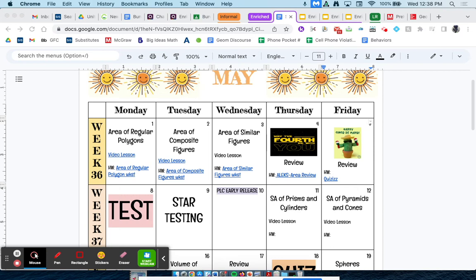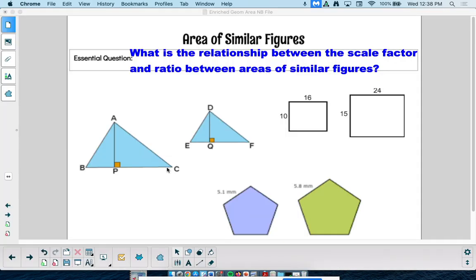Relationship between areas of similar figures. That's it. We'll work how to do it one way and then we're going to work backwards. That's all we're doing today. Do you guys remember what a similar figure is or what makes them similar?